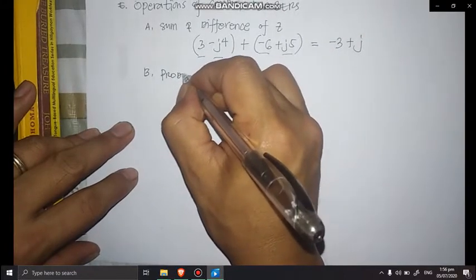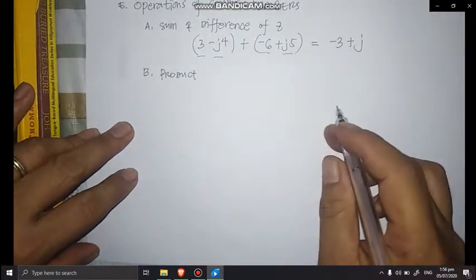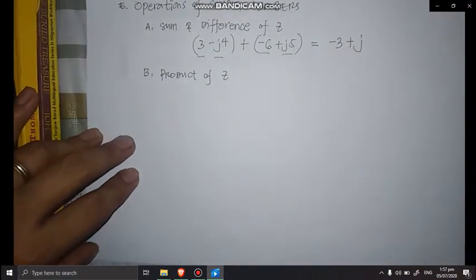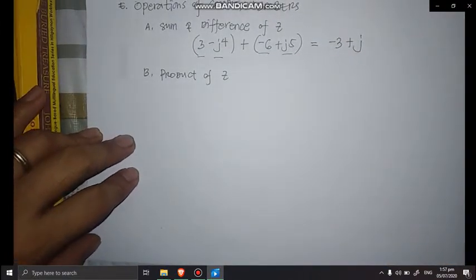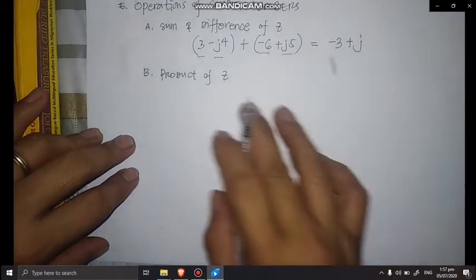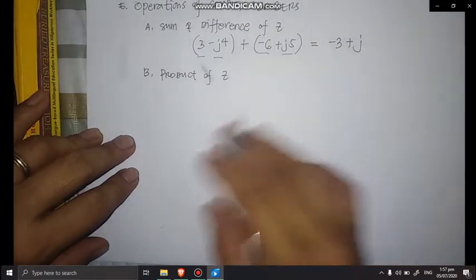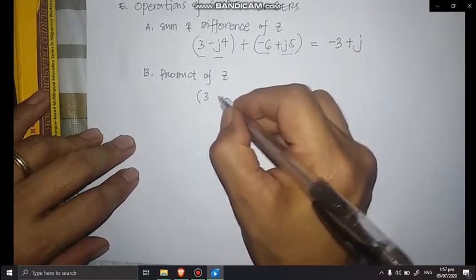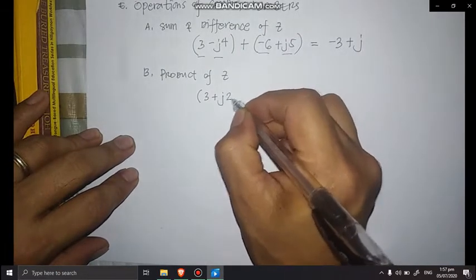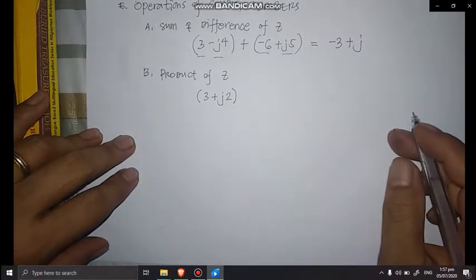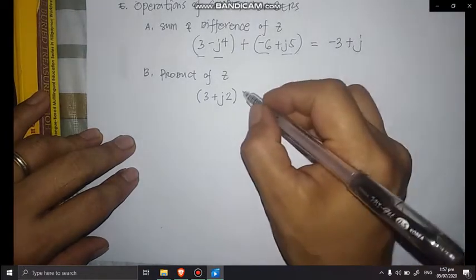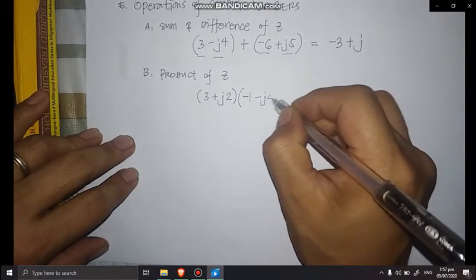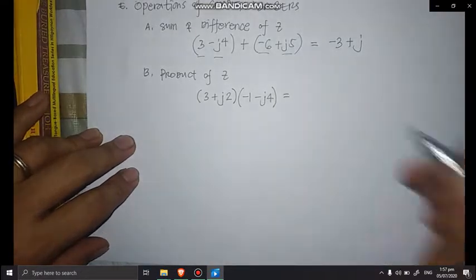For the product of z, okay, let's multiply these two complex numbers. So I have here 3 plus j2 multiplied by minus 1 minus j4. So how are we going to do that?